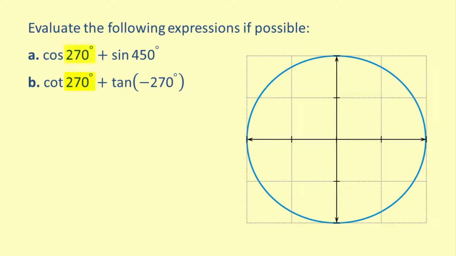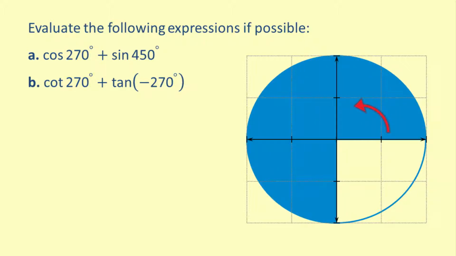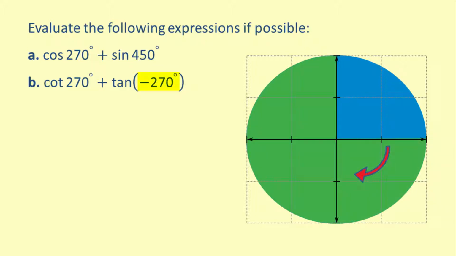Let's begin with 270 degrees. Rotating 270 degrees counterclockwise from the positive x-axis brings us to the negative y-axis. However, rotating counterclockwise by negative 270 degrees would bring us to the positive y-axis. For the 450-degree angle, we need to first subtract 360 degrees, since 450 degrees is more than one full rotation around the circle.